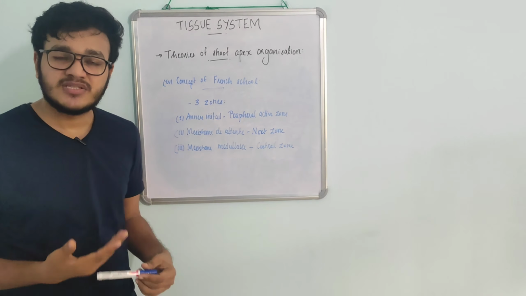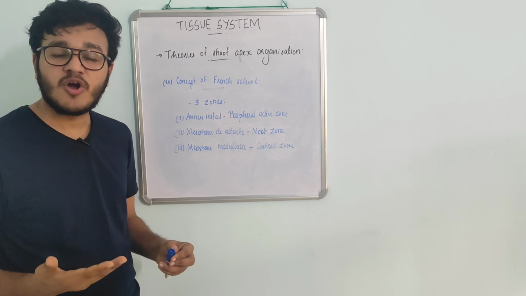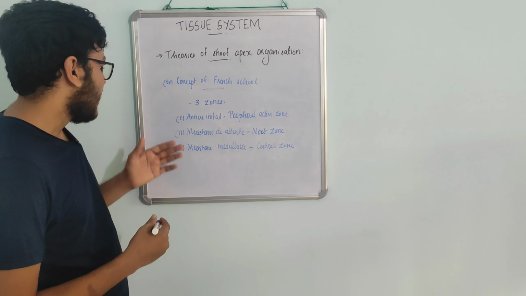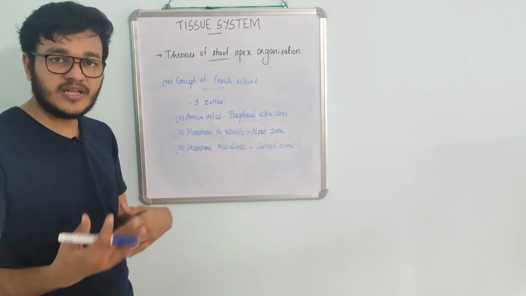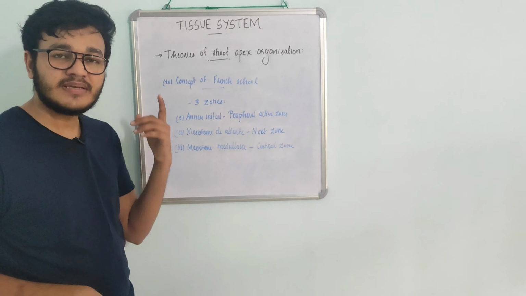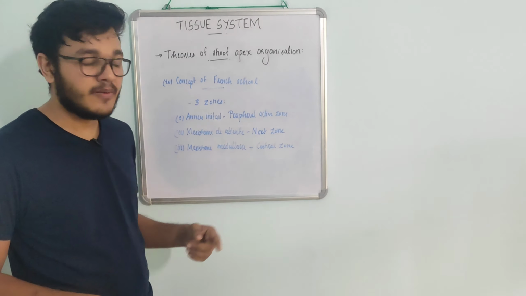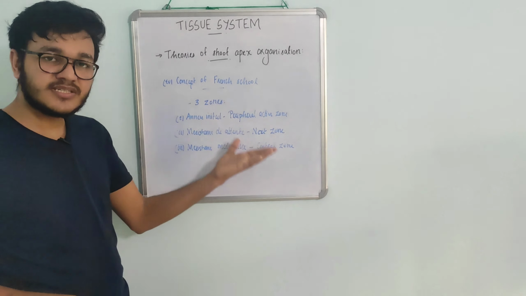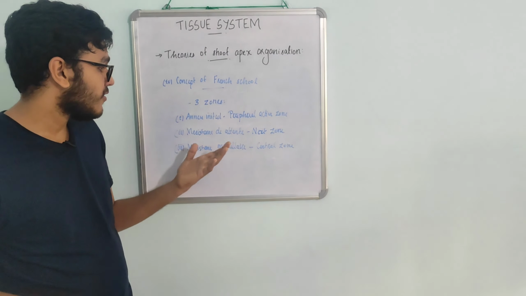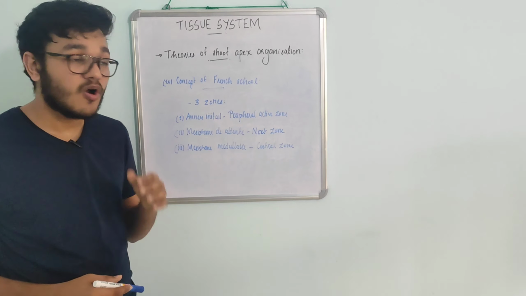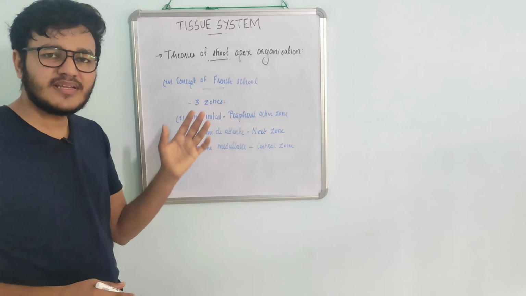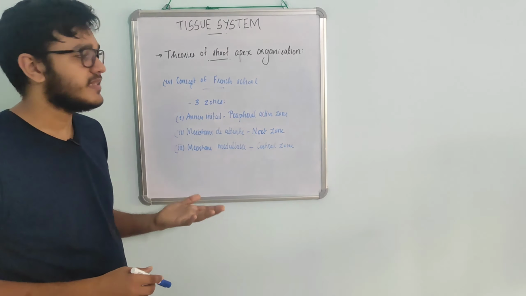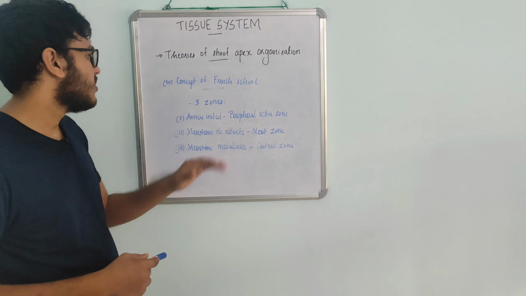It's just like the histogen theory. The anneau initial means the peripheral active zone, which in the histogen theory was called dermatogen. The meristeme d'attente is the next zone, inner to the peripheral active zone, called periblem in the histogen theory. And the meristeme medullaire is the central zone, called plerome in the histogen theory. So that recalls the histogen theory. That's all we have to focus on in the concept of the French school.